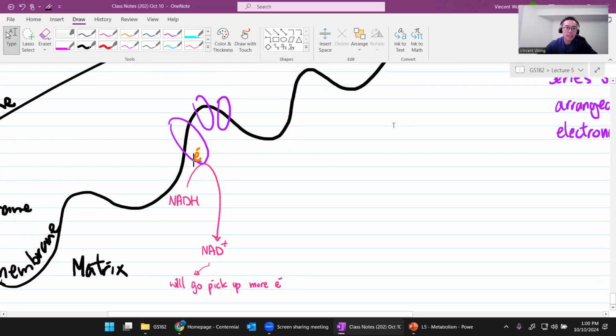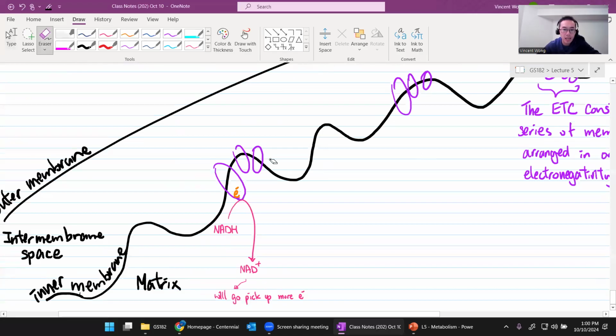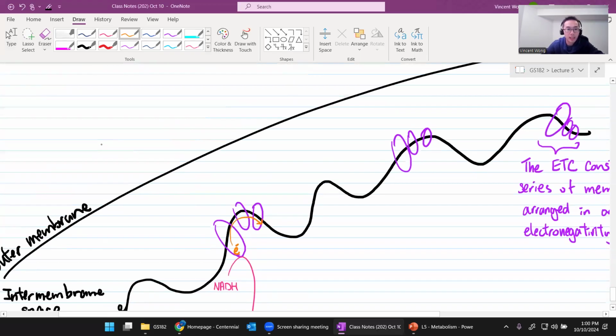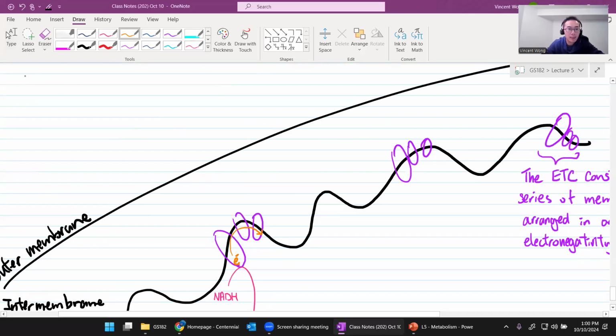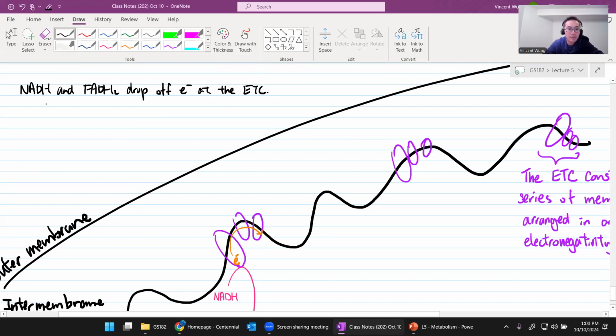So as I was telling you earlier, once the electron gets on the ETC, it's going to get passed down the proteins. So number one will pass it to number two, which will pass it to number three. Okay, so I'm gonna write the note here. Let's use black here. NADH and FADH2 drop off electron at the ETC.